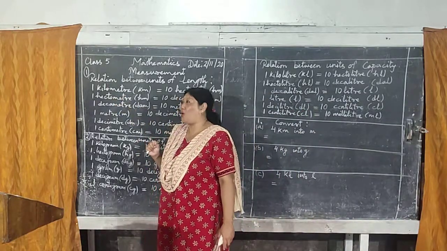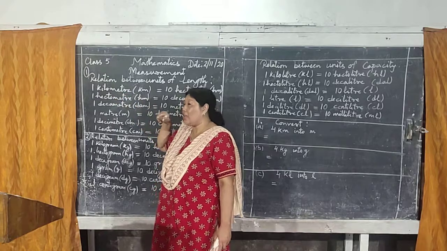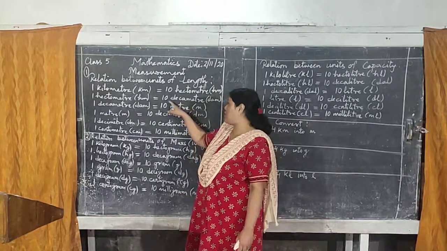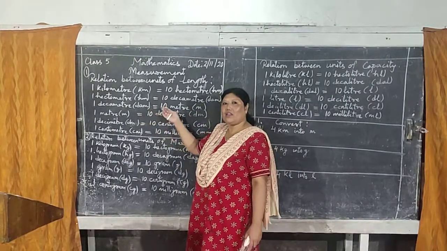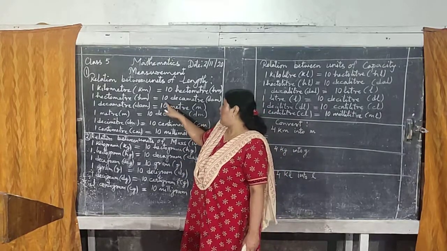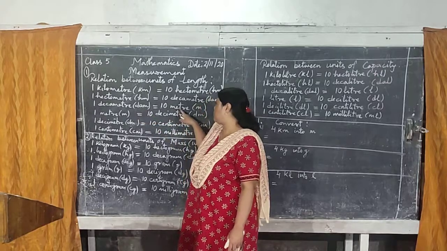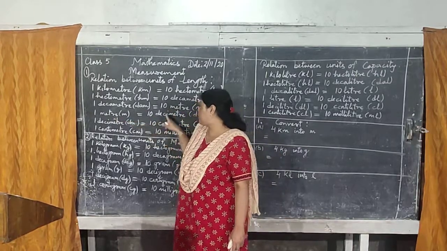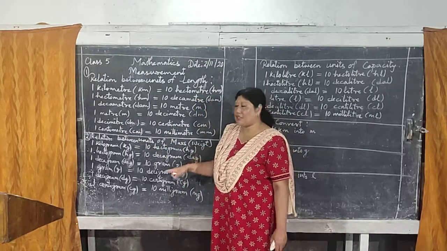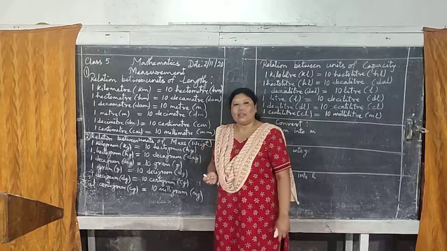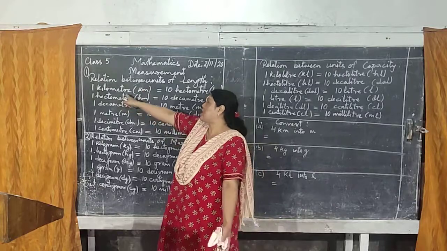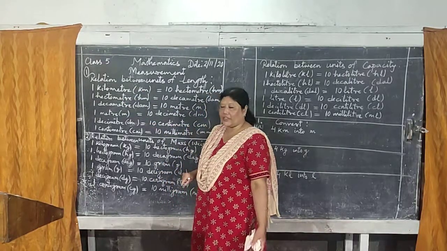That means who is stronger? Kilometer is stronger, isn't it? And 1 hectometer equal to 10 decameters. That means again it is divided into 10 divisions. Then from here 1 decameter equal to 10 meters, 1 meter equal to 10 decimeters, then 1 decimeter equal to 10 centimeters, then 1 centimeter equal to 10 millimeters. That means who is the biggest, highest, strongest? It will be kilometer.